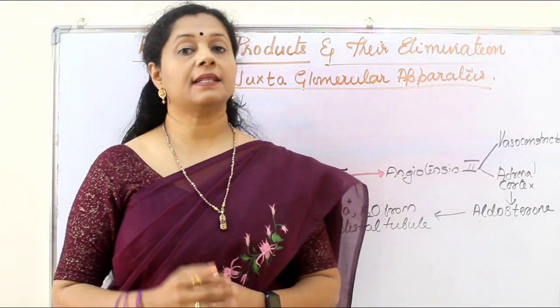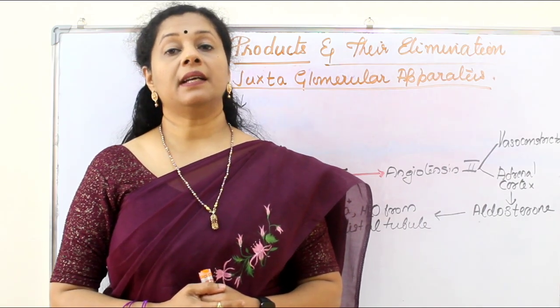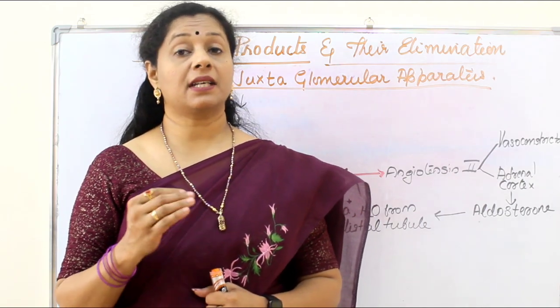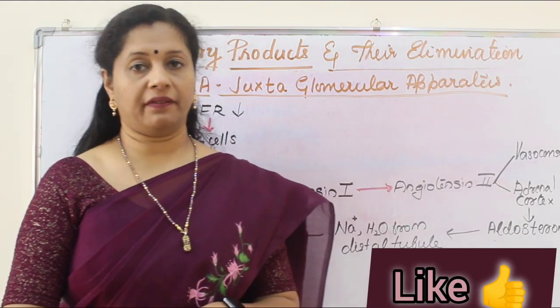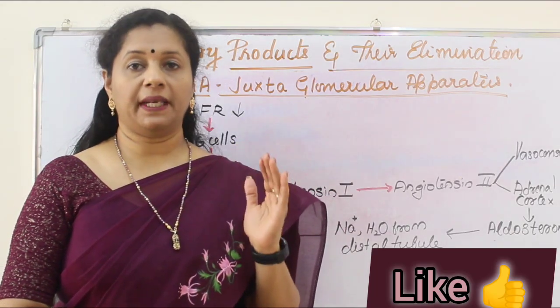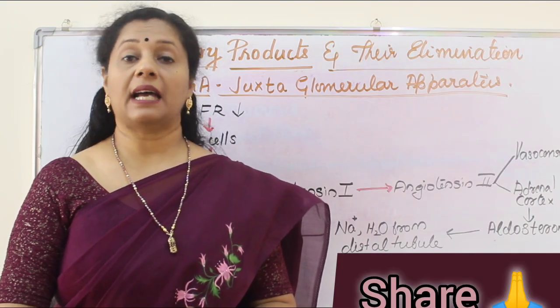Let us now discuss the second type of kidney function regulation, that is using JGA, the juxtaglomerular apparatus. So when there is actually a decrease in the GFR, that is, the 125 ml is not getting filtered, at that time the JG cells get activated.